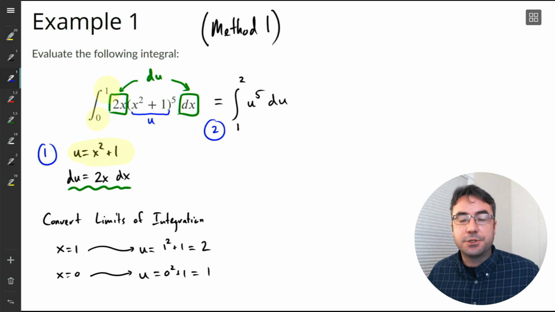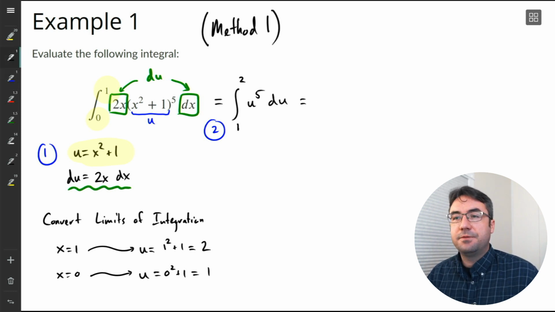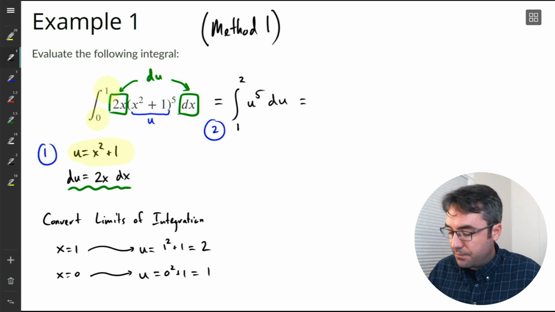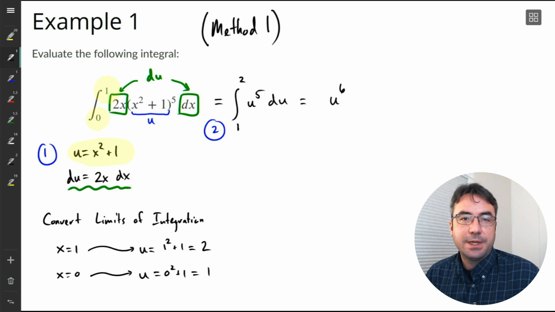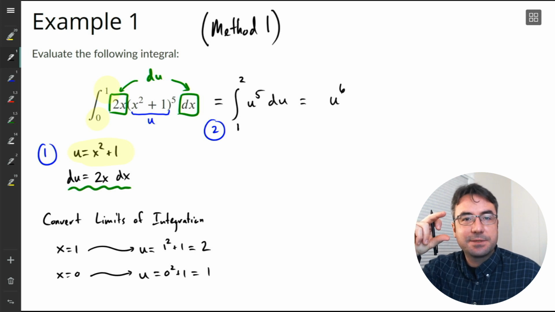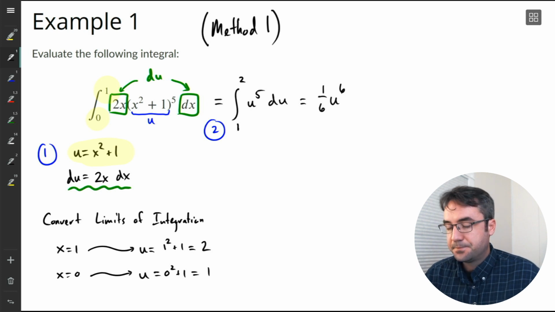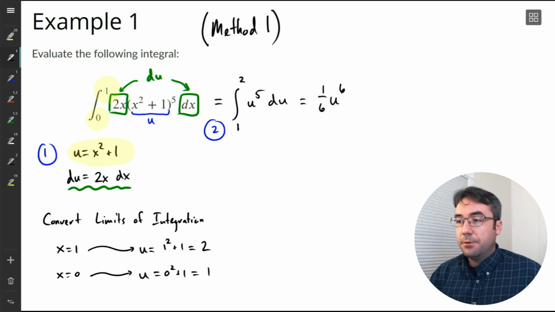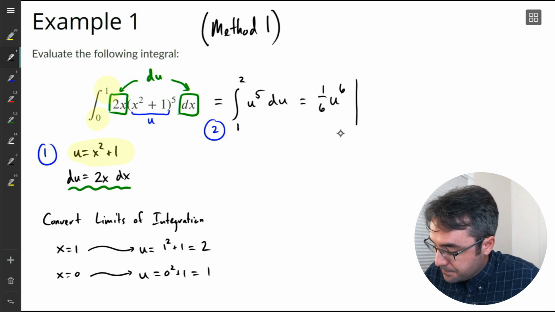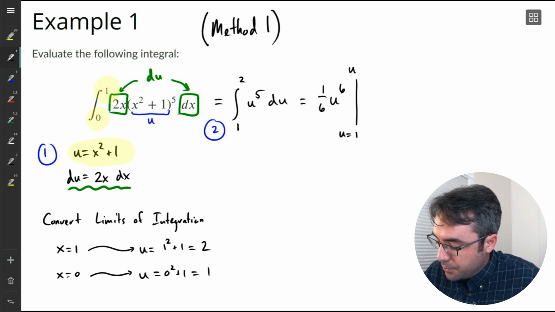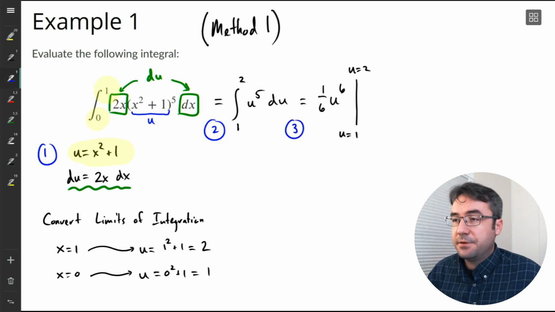Now we just go through the motions. So let's get the antiderivative of u to the power 5. It's just a power function. So we add 1 to the exponent, so we get u to the power 6. Take that new exponent, flip it, put it in front. And there we go. We have a nice antiderivative. Then we're going to evaluate it from u equals 1 up to u equals 2. And that's step 3, getting the antiderivative.